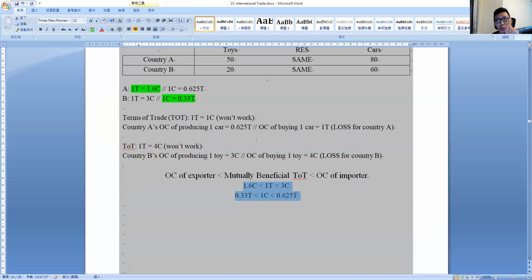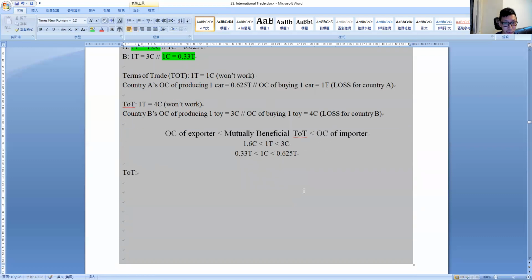Now, let's use one example. Let's say this time our terms of trade is 1T to 2C. Okay? See that? 2C is between 1.6 and 3. This time it's in the middle, right? So this one will work. Now let's think about it. Country A, let's take a look. Country A is now exporting. Country A's gain per export.